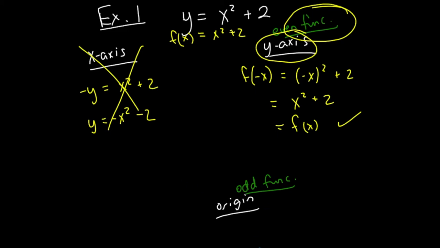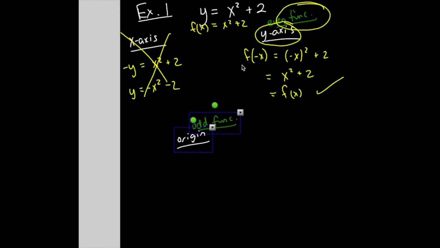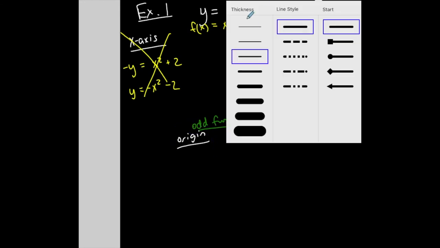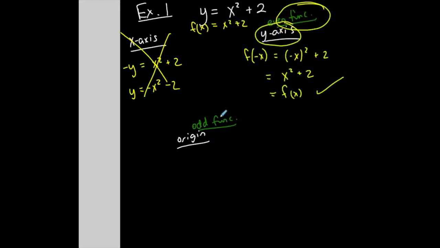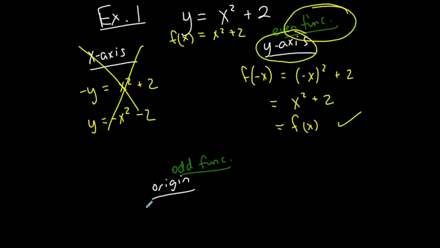Now, let's do the origin test. So, let me move this up a little bit because I have some space. All right, let's see if it's symmetric to the origin or if it is an odd function. Now, again, because this is a function, I could put it in function notation, and I want to determine if the opposite of x, when I plug it in, gives me the opposite of the original function, or I'm replacing x with negative x and y with negative y. So let me show you what that means in function notation. I'm going to do f of negative x again and see what happens.